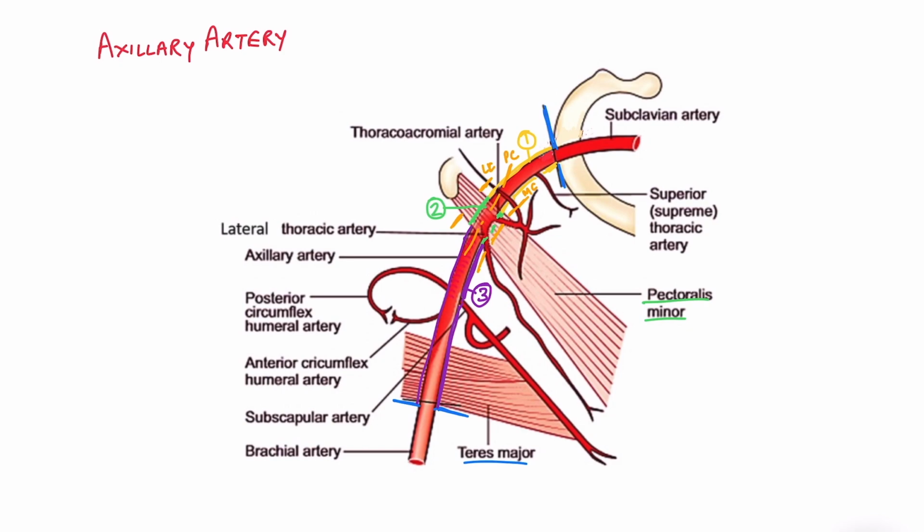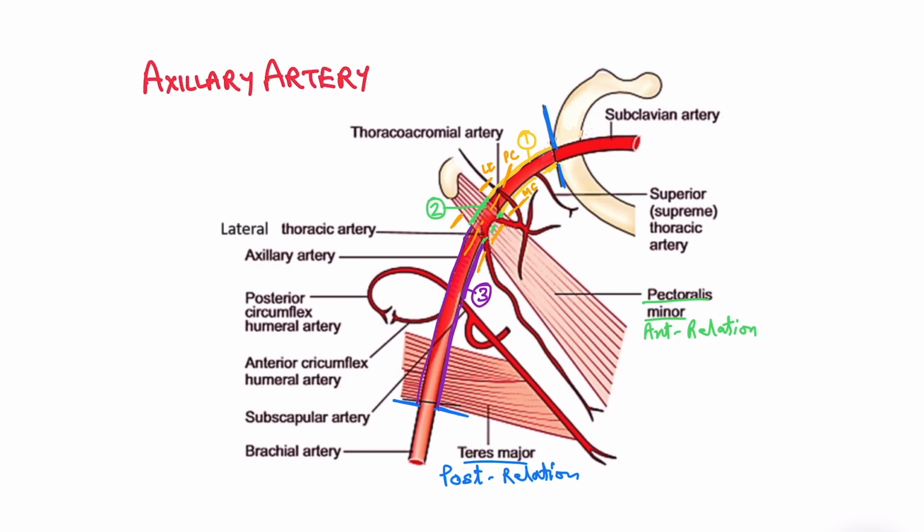Remember that this artery runs behind pectoralis minor, but it runs anterior to teres major. Teres major lies in posterior relation. So this was about the commencement, termination, course and relations of the axillary artery in the axilla. Now talking about the branches given out from this axillary artery.